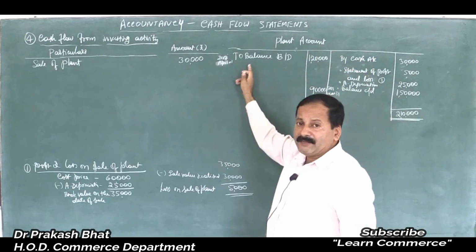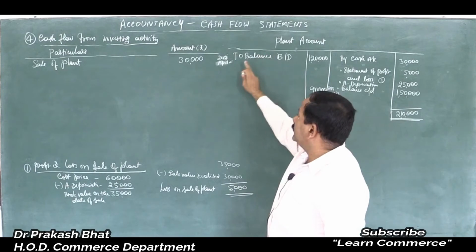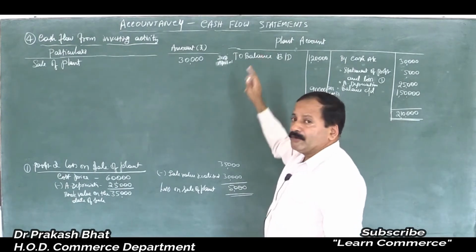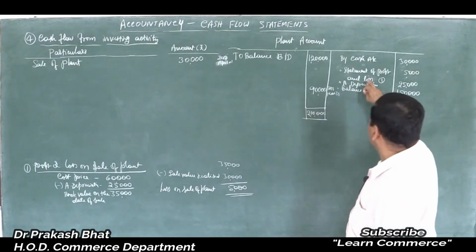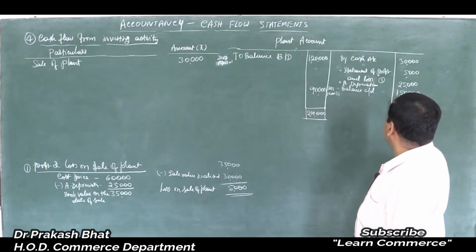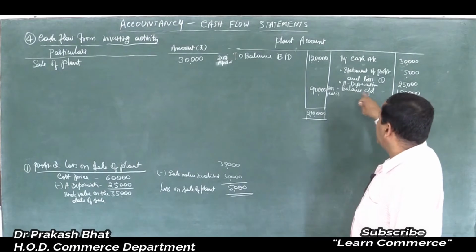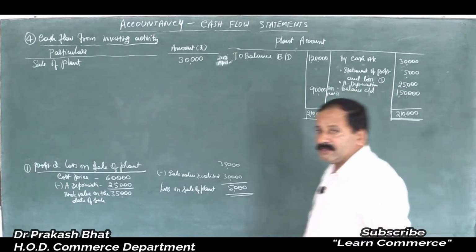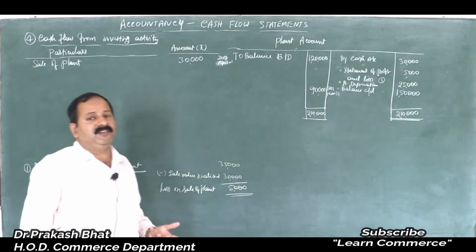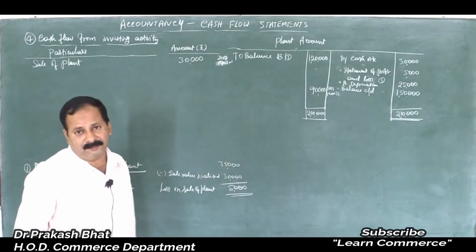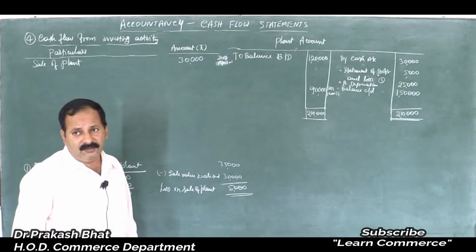This entry will appear on the debit side. That is plant account debtor to statement of profit and loss. That is what the entry will be for profit. Here there is a loss. Then the closing balance of plant is already given in the problem. By balance carried down, close it and find out the difference. The difference itself is the plant purchased during the year. Very simple. Understood now? Any confusion?